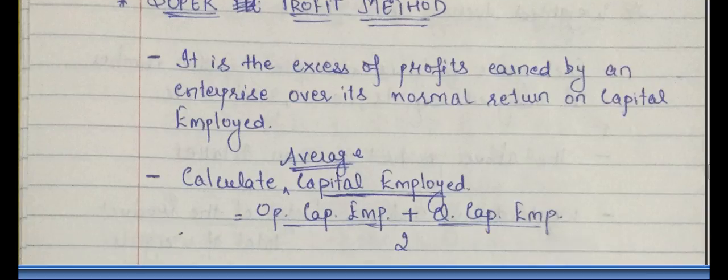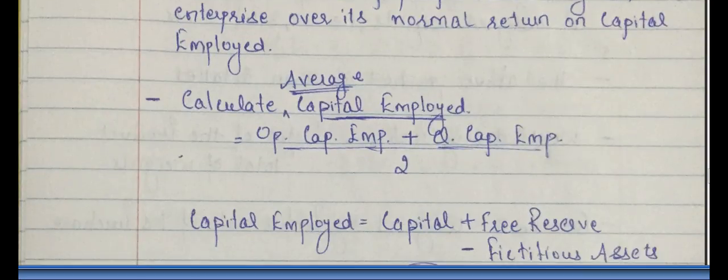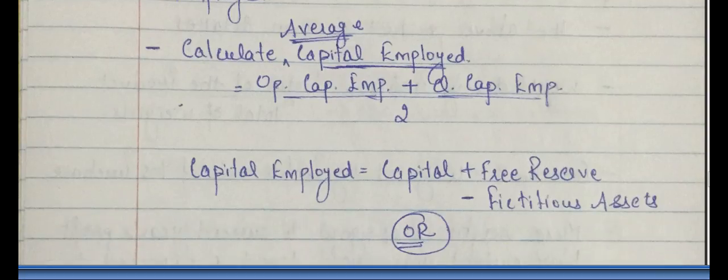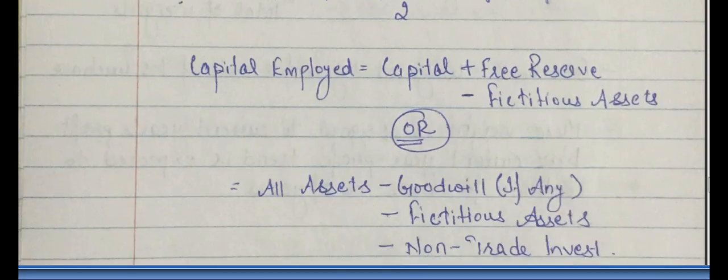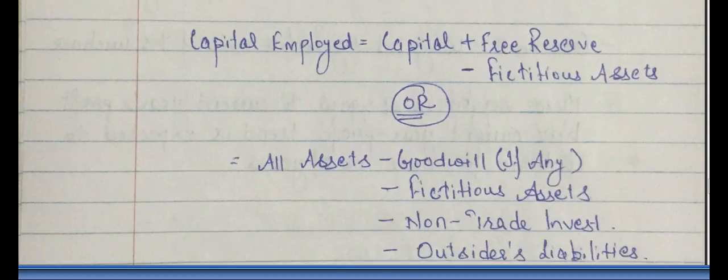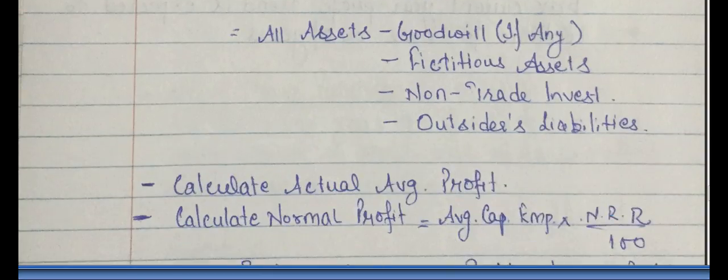For that we calculate capital employed, average capital employed. Average capital employed is opening capital employed plus closing capital employed divided by 2. And how to calculate capital employed? I told you capital employed is either capital plus free reserves minus the fictitious assets, or it is all assets minus goodwill if any, minus the fictitious assets, minus the non-trade investments, and minus the outsiders' liabilities, right?